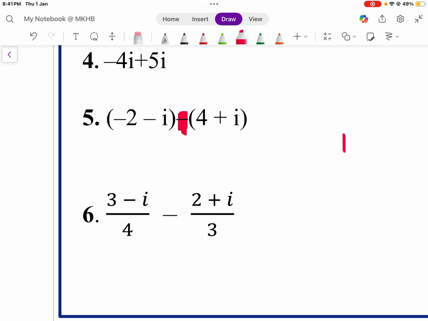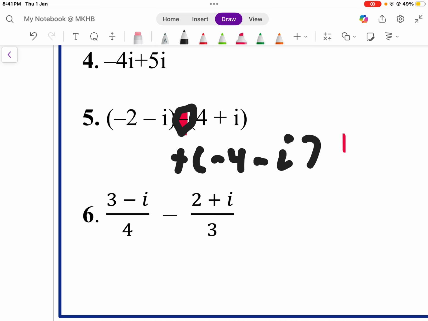Yes, so this must be negative 4, negative i, plus negative 4, negative i. Why did I do this? Because of this. Be careful, my dear student. And about this, 1, still the same. Now I do what I know about subtraction.